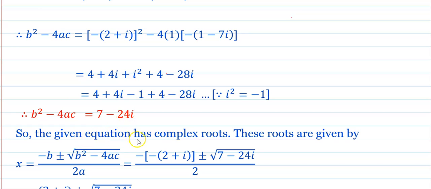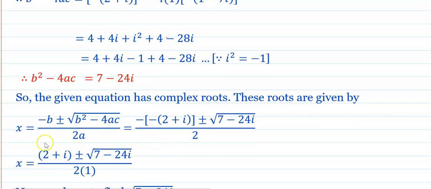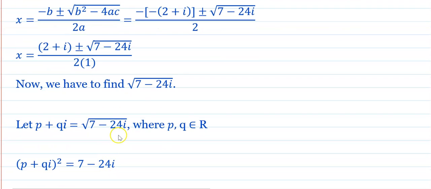So, the given equation has complex roots. These roots are given by the formula x = (-b ± √(b² - 4ac)) / 2a. The value of b is -(2 + i), and minus that will become plus. Therefore, here it is 2 + i ± √(7 - 24i) upon 2 into 1, that is 2. Now we'll find out the square root of 7 - 24i.